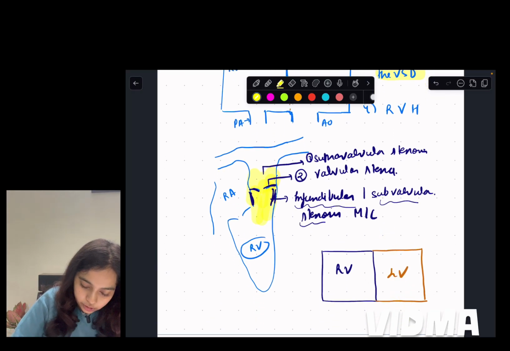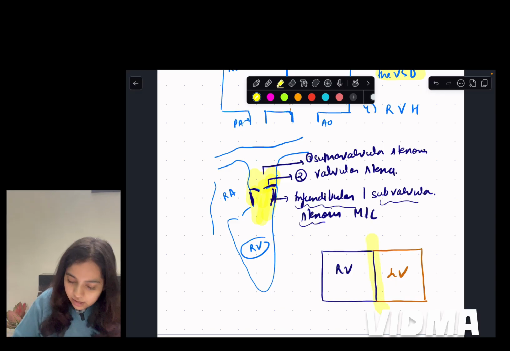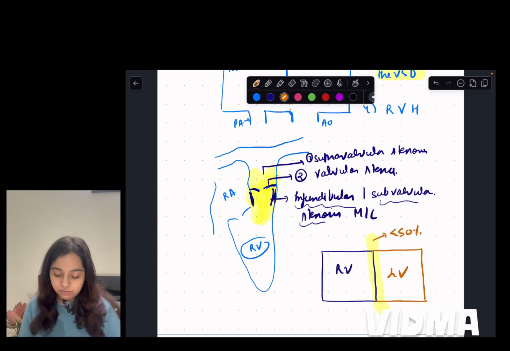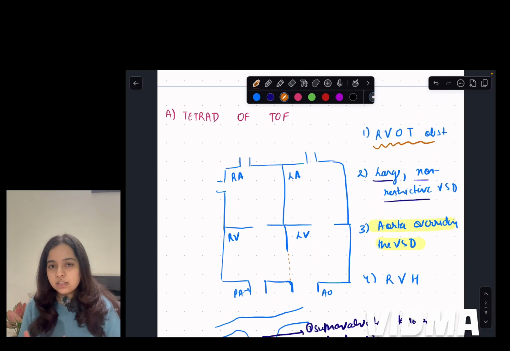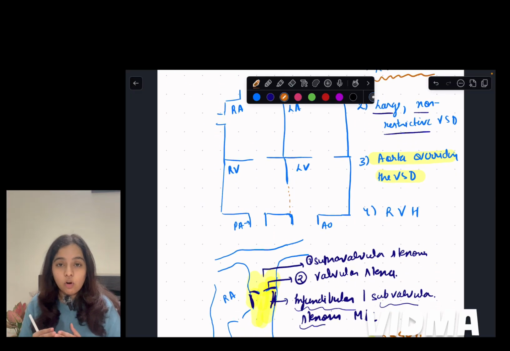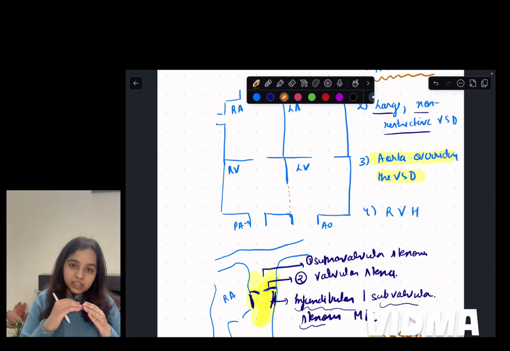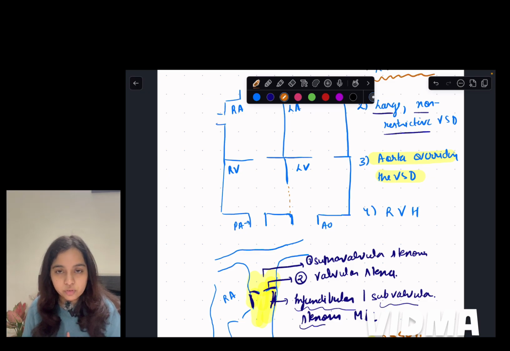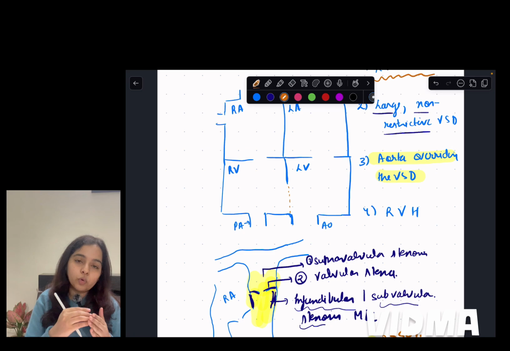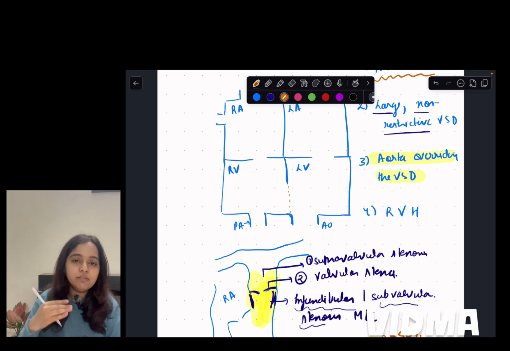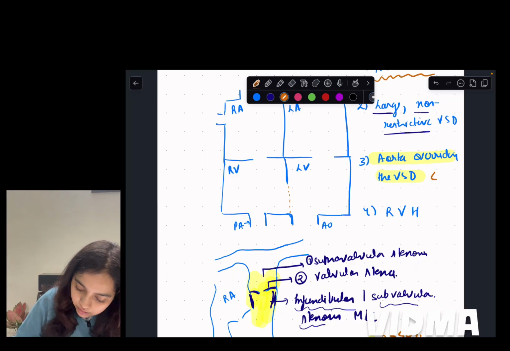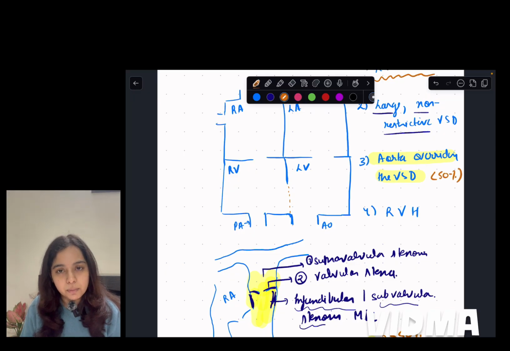So now the aorta will lie over this septum, and this is always less than 50%. Why? If it is more than 50%, then it is another defect known as DORV, double outlet right ventricle. So why is this important? Due to this overriding of the aorta over the VSD, the blood flows directly from the VSD towards the aorta instead of going into the left ventricle. That's why there is no left ventricular hypertrophy seen in tetralogy of Fallot, because the blood goes directly from the right ventricle through the VSD towards the aorta, but it is always less than 50%. And the fourth important point is the concentric hypertrophy of the right ventricle.